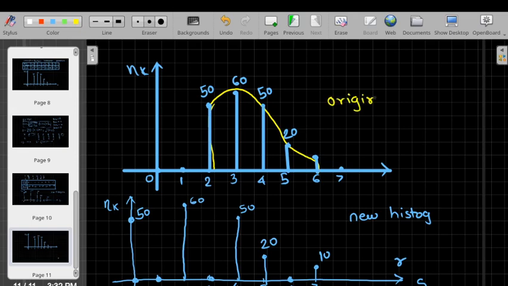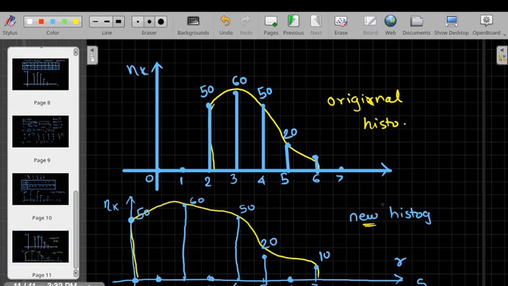So this is the original histogram and this is the new histogram. The shape of the new histogram is the same as our previous histogram. So here we can say that in histogram stretching, the histogram can be stretched, or the number of gray levels can be stretched from minimum to maximum, but the shape of the histogram remains the same.